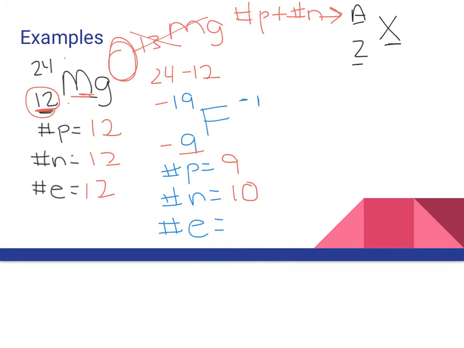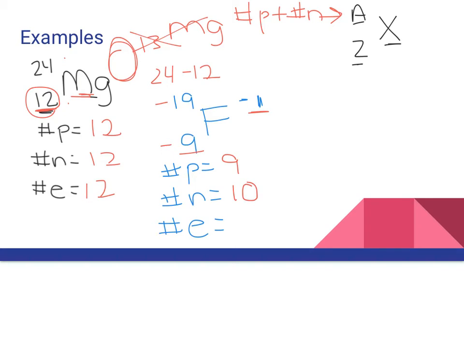Now for this one, I'm going to add a charge of -1. If I see this charge of -1 up here, that tells me that my atom is not neutral, but rather I'm dealing with an ion. Remember, atoms become ions by gaining or losing electrons. So the number of electrons in this example is going to be different than the number of protons.